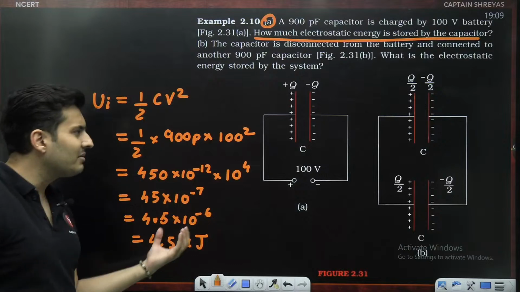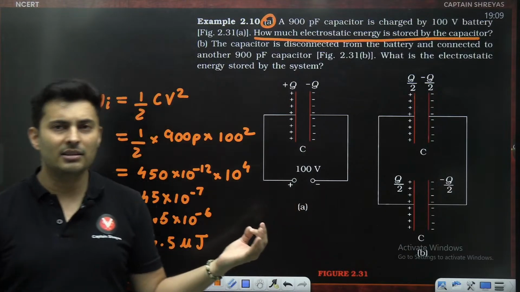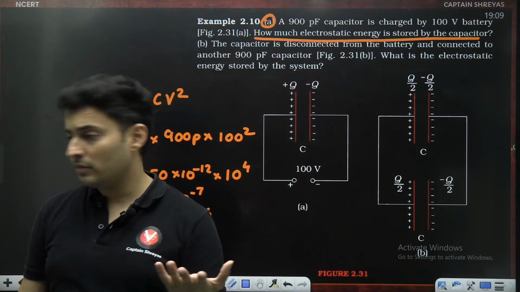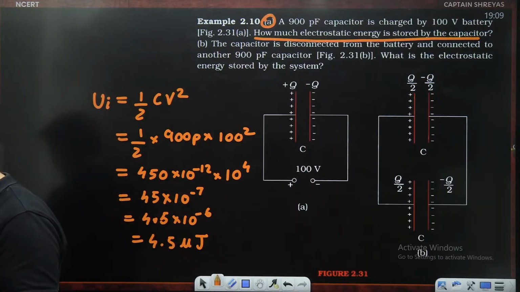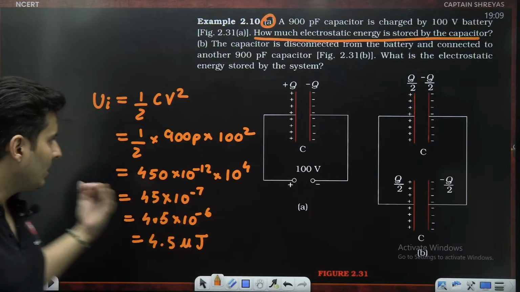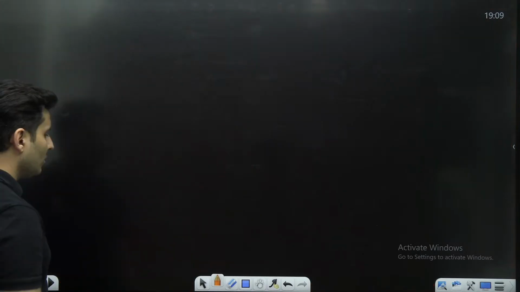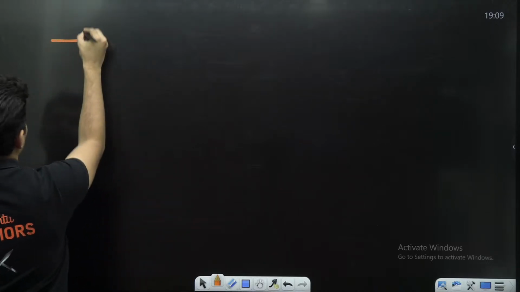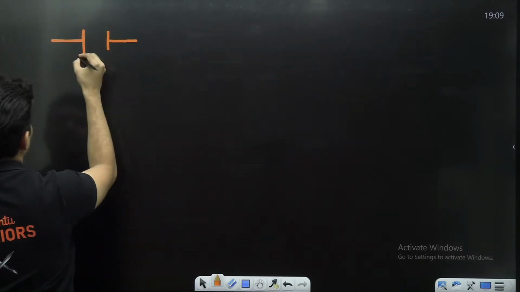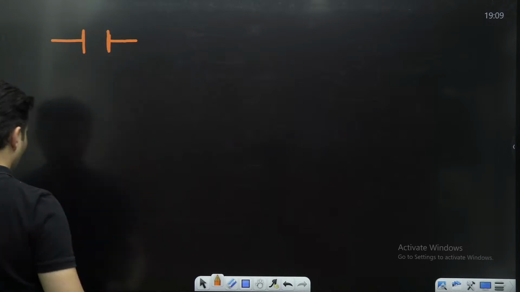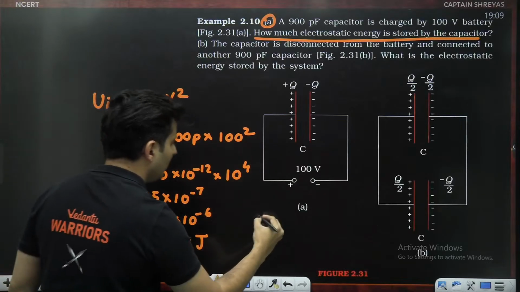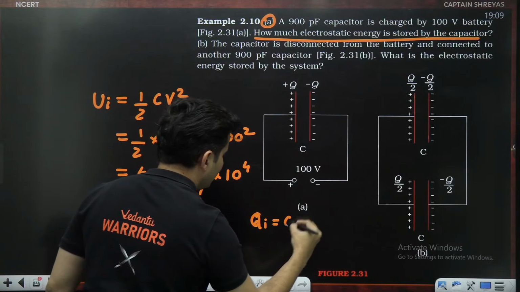That energy is very, very small. That shows capacitors can't store joules and joules of energy, but only a very small amount, which is okay. Great. Now comes the next part. You are connecting it to another identical capacitor. So then what happens? See, this capacitor also had some charge stored in it. So what is that charge stored? It is C into V.